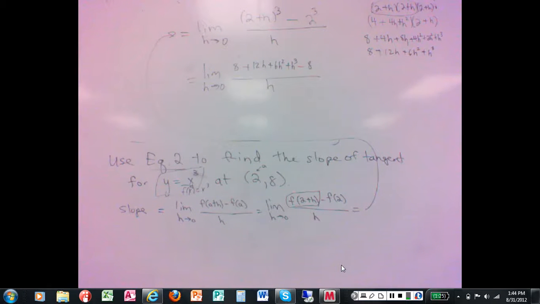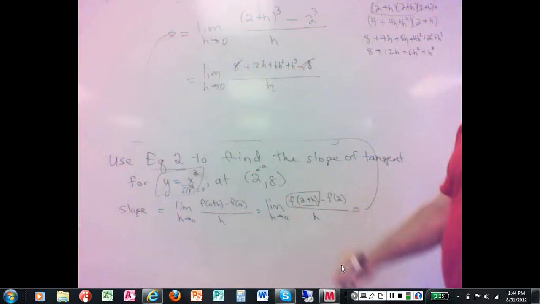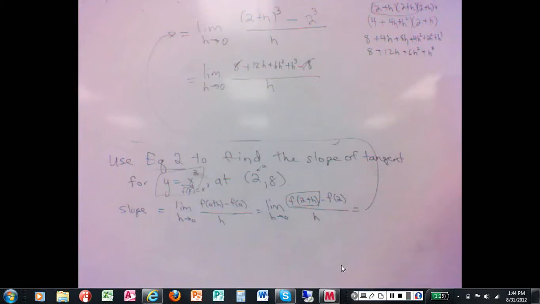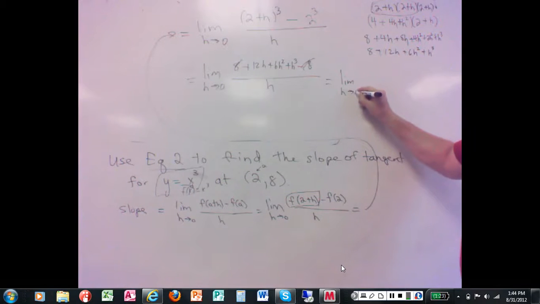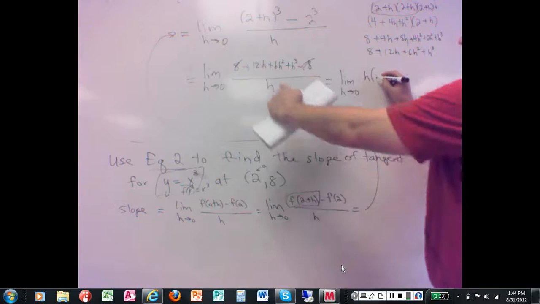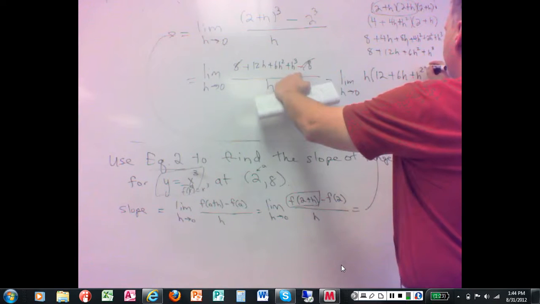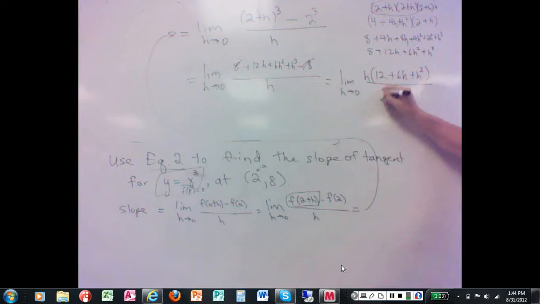What happens? The 8's go out. 8 minus 8. What else? Factor. Now I have a common factor. I can take out an h. So that'll be h times 12 plus 6h plus h squared, over h. The h's cancel. Now I can do my limit.